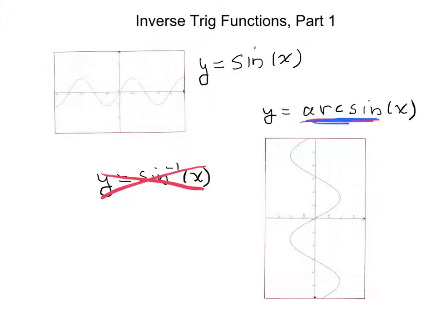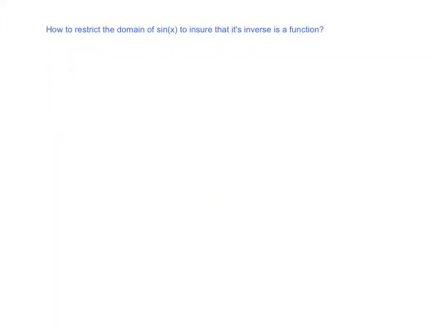So the big question then is, what can I do with sine of x to ensure that its inverse will be a function? How do I cut down sine of x so that it passes the horizontal line test and so that its inverse is a function?